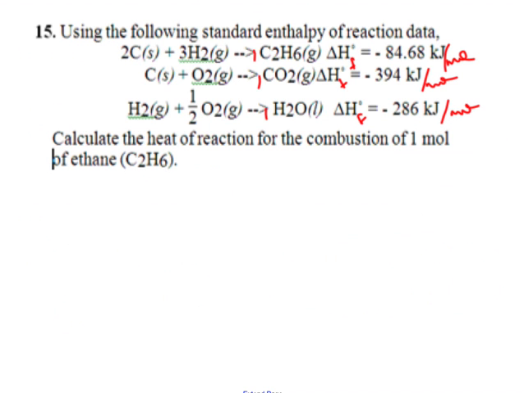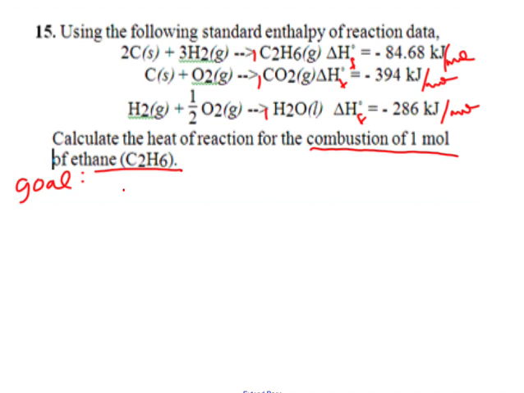You have to write an equation. What don't we have? A goal. We don't have a goal equation. We have a description of a goal, so we need to write out the equation. This is why you need to know how to write out combustion equations as well. Calculate the heat of the reaction for combustion of 1 mole of ethane. And that's what we're going to do.